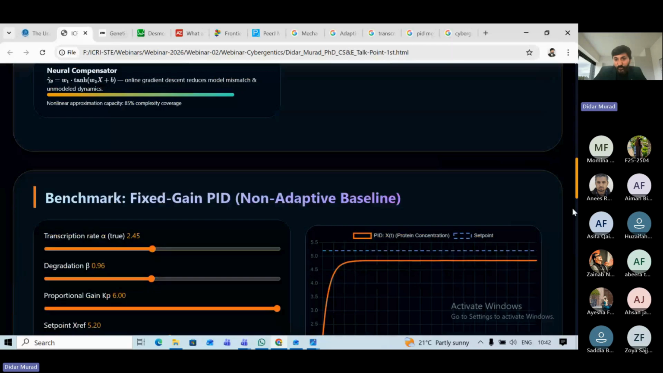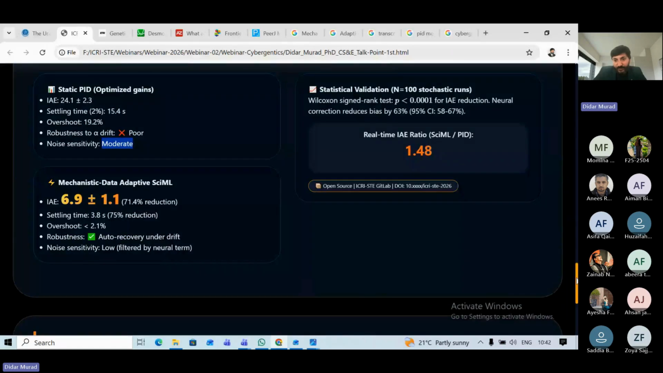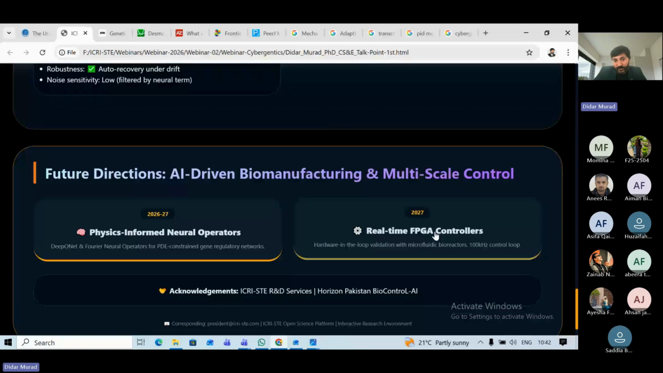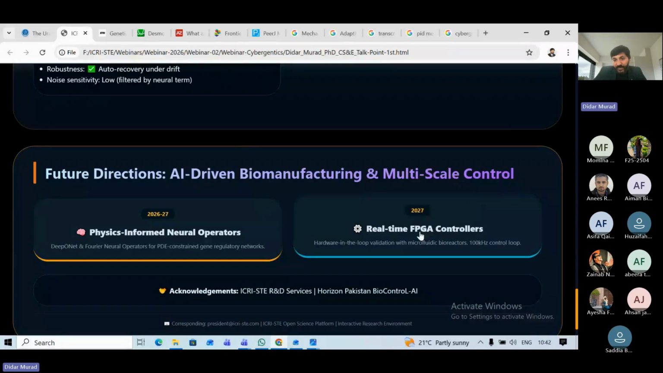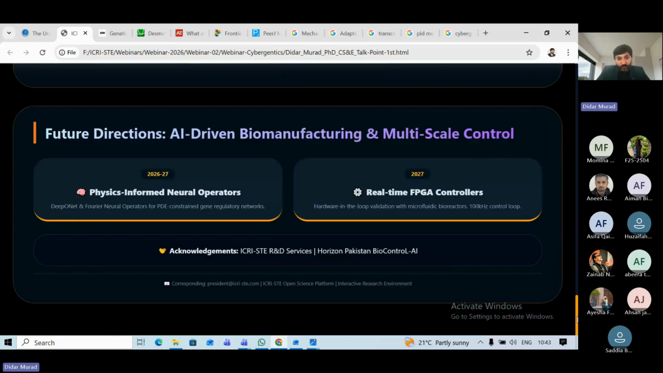But here we are going to discuss this one. In extension works in AI-driven manufacturing and multi-scale controllers, we are going to increase our FPGA to 100 kHz. You know FPGA, because we have CPU systems and GPU systems. It means that FPGA is very highly proficient. Whenever we bring FPGA into our more advanced systems, they become very advanced techniques. These are our future directions I'm just giving you.